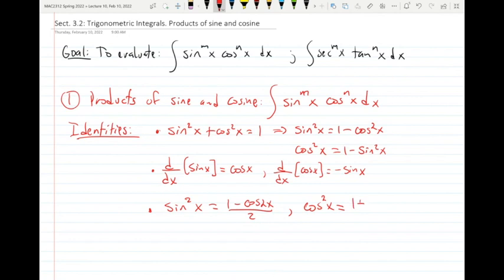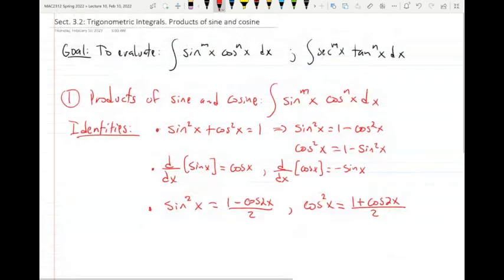And also we have the cosine version. Cosine squared is 1 plus cosine of 2x over 2. So the formula is the same for both, it's just that for sine you subtract and for cosine you add. We're going to need this. These are called reduction formulas, and they follow from the double angle formula.